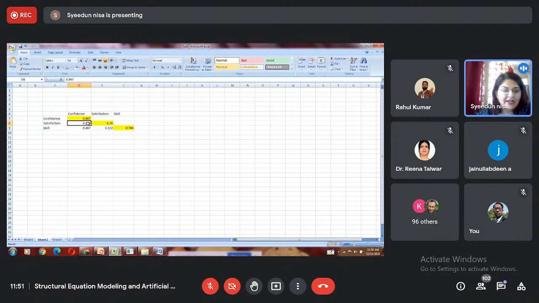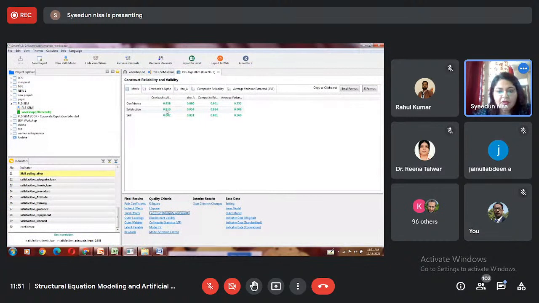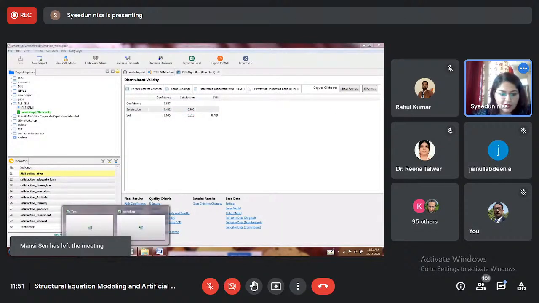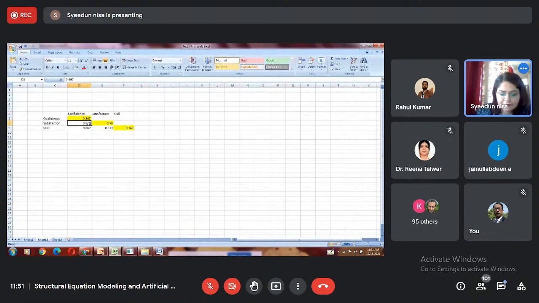So this 0.867 is the correlation between satisfaction and confidence. 0.867 is the correlation between confidence and skill. And 0.313 is the correlation between, sorry, it's not 0.867. Exact value. This was the value 0.442 and 0.695. So this is the correlation value of satisfaction and confidence, 0.442. This is the correlation value of skill and confidence, 0.695. And this is the correlation value of satisfaction and skill, which is 0.313.